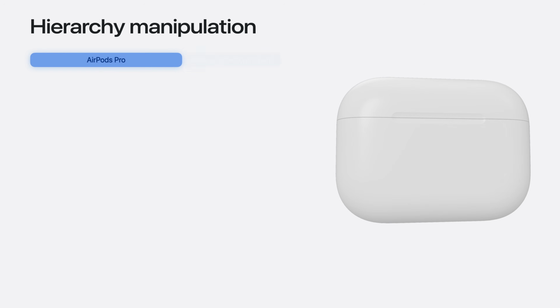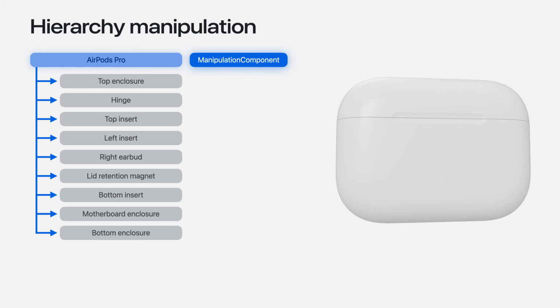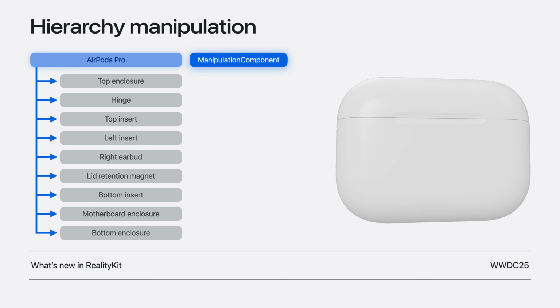To enable people to move this assembly around, all we have to do is attach a manipulation component to it. That's our starting point. Get the object manipulable so people can orient it, move it, and scale it with natural hand movements. To learn more about manipulation component, see what's new in RealityKit from WWDC25.